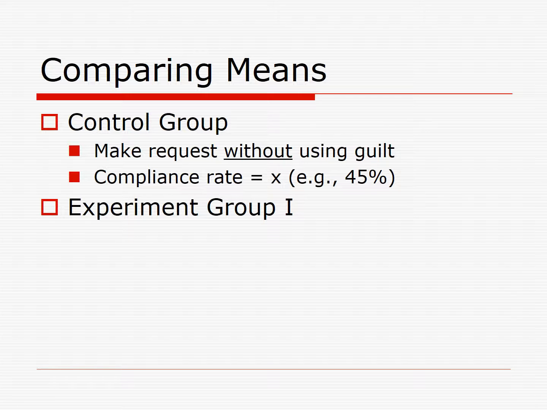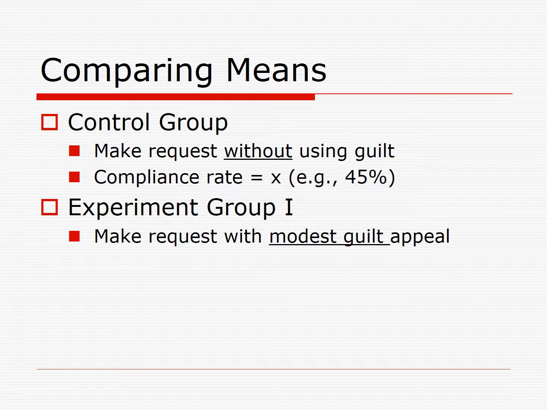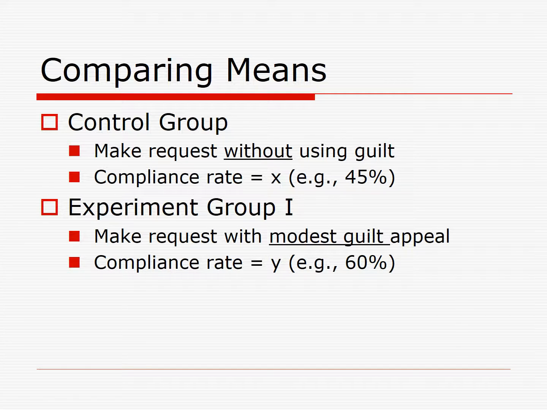And then maybe in experiment group 1, we make a request that has a modest guilt appeal. We just mention, oh, the puppies and the kittens, it's too bad how many of them don't have very long lives. There's not a shelter for them to go to. And would you please donate? And so the compliance rate is Y, whatever that number is, in this case, 60%.